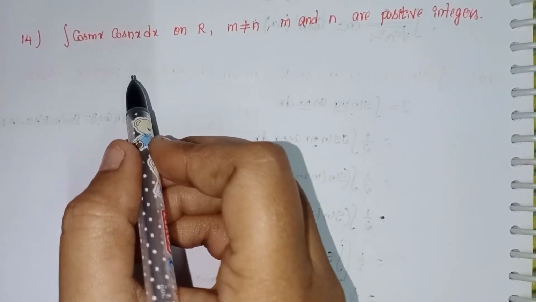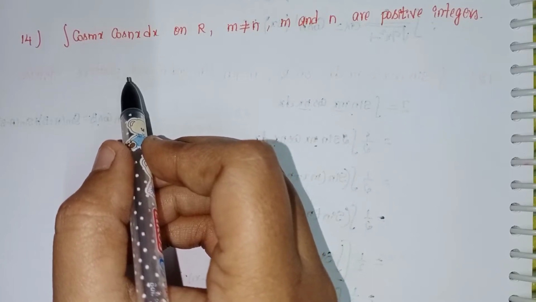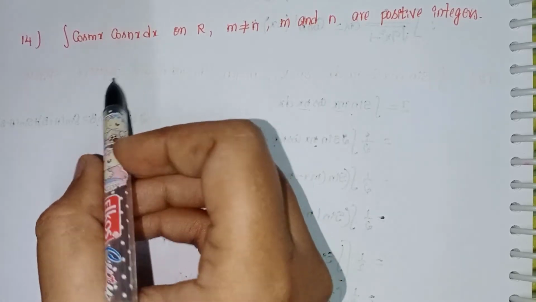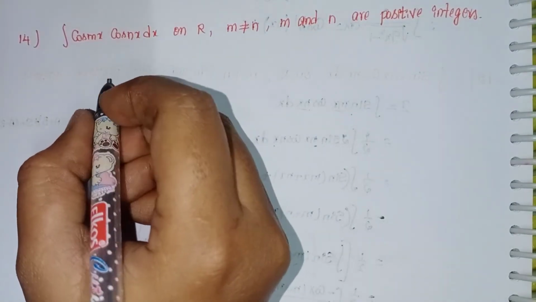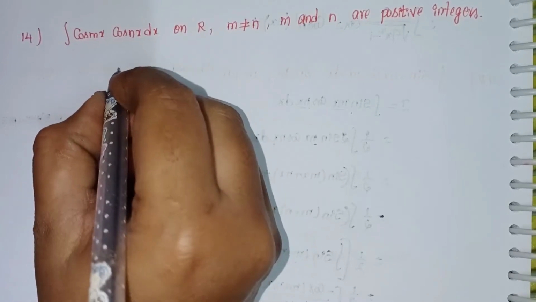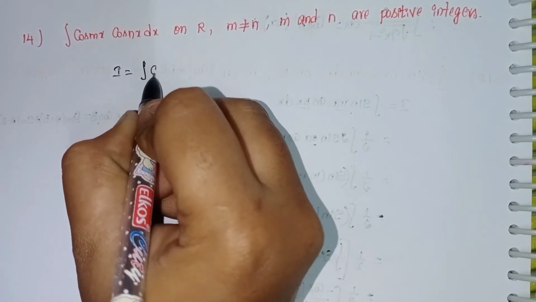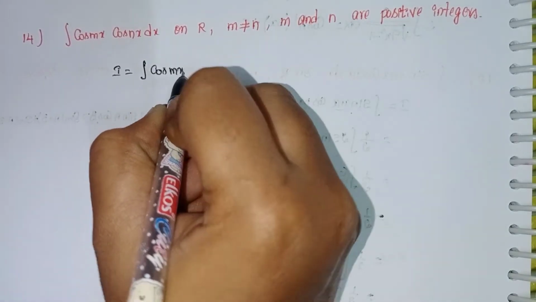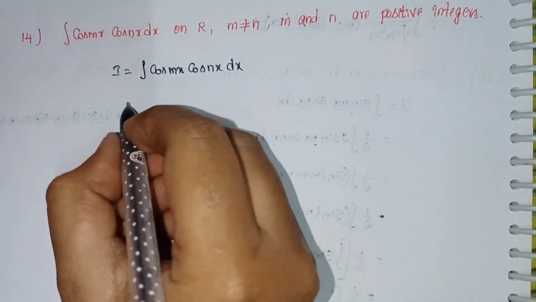Today we will discuss Intermediate Second Year 2B, Chapter 6, Integration, Exercise 6B, first Roman, 14th problem. Same as 12, 13, 14 and 15, same process. So I will take I equal to integral of cos mx into cos nx dx.